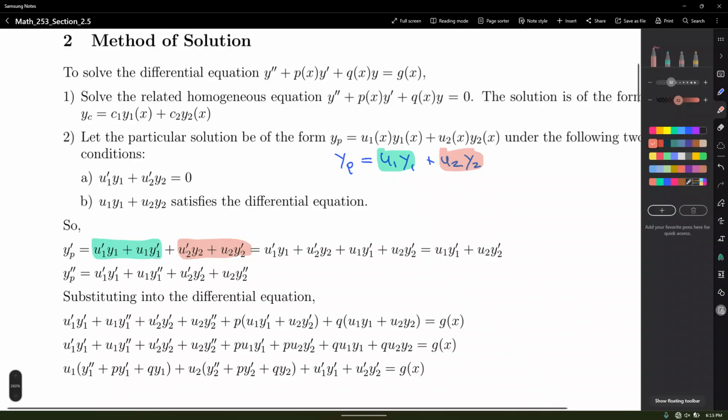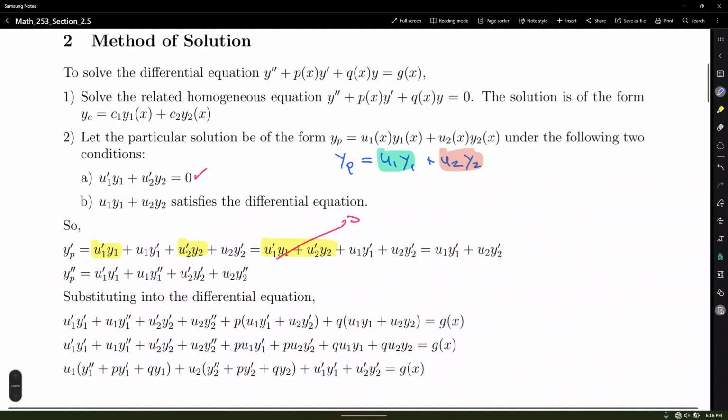And let me group some terms. Let me erase all this, and I'm going to group with a different color u1 prime y1 and u2 prime y2, these two together. Why am I grouping this? Because that's one of the conditions we stated here. This is going to go to zero. That's actually, again, the variation of the parameter, if you will. So that's going to leave us only with this right here.